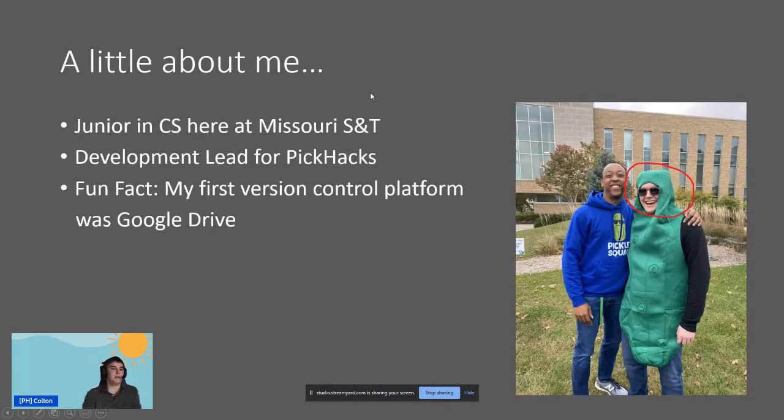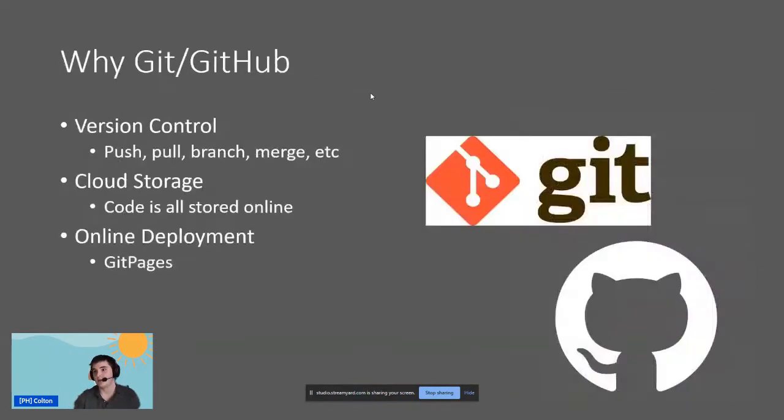So a little bit about me. For those of you who are here already, you know this, but I am a junior in computer science at Missouri S&T. I'm the development lead. And a little fun fact, a little bit of backstory: the first version control system I used was Google Drive, which for anyone who's used Git or GitHub before, is a little disgusting. But why do we use Git and GitHub?